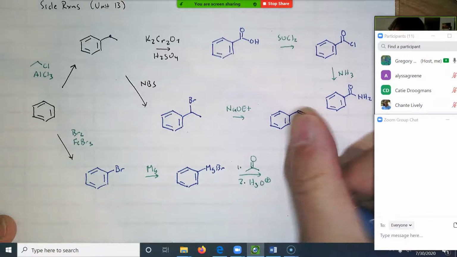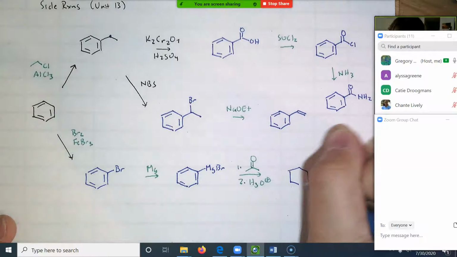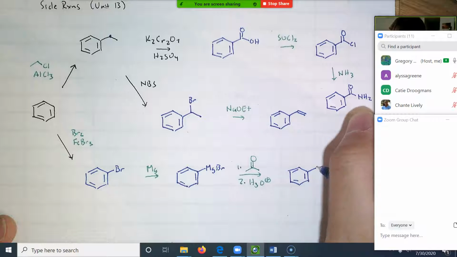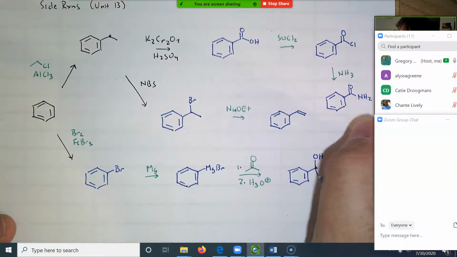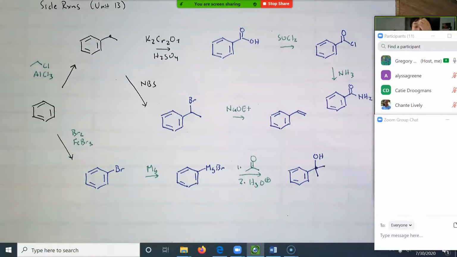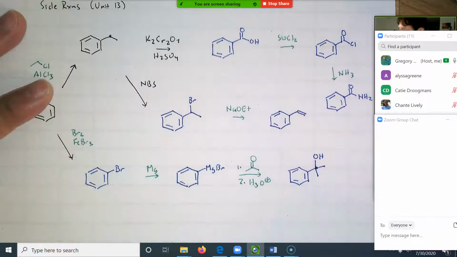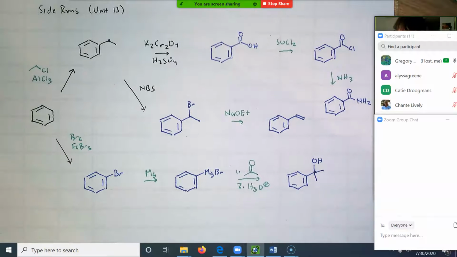And we have this dot. Did I do that right? 3 carbons. Hmm. There's one other side reaction. Super, super important.